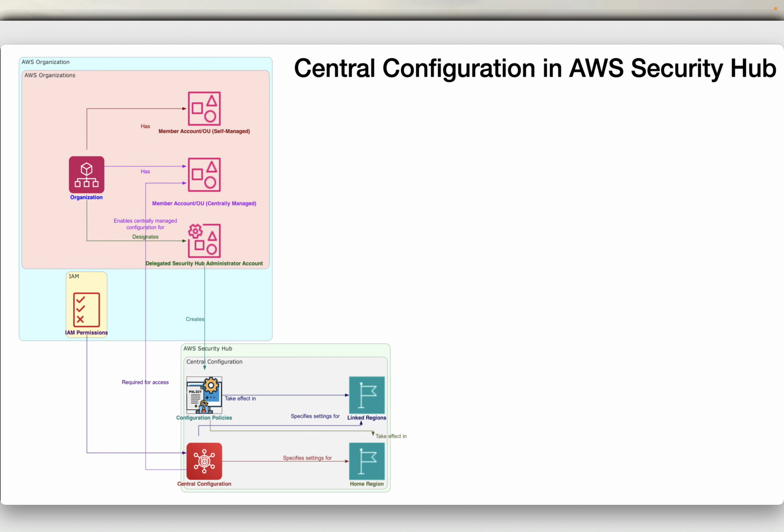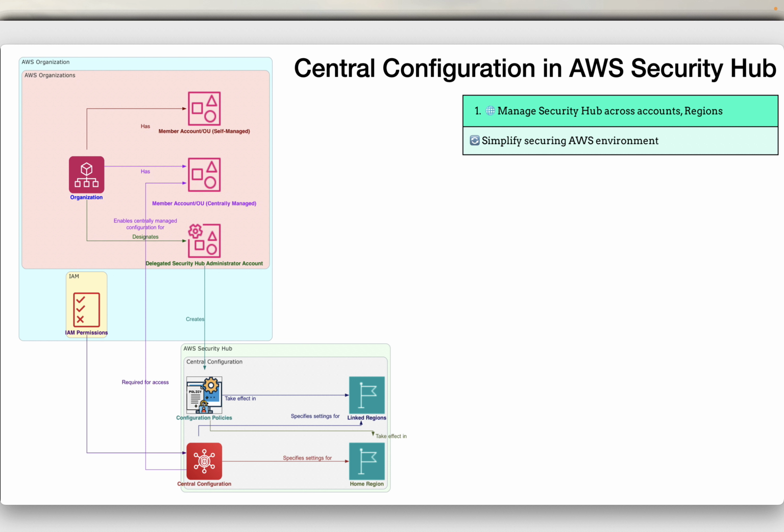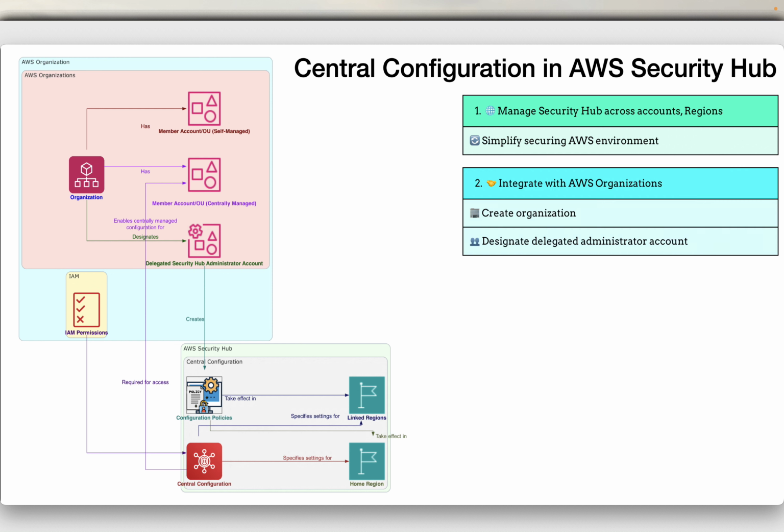Central configuration in AWS Security Hub. Central configuration helps you set up and manage Security Hub across multiple AWS accounts and AWS regions, simplifying the process of securing your entire AWS environment. To use central configuration, you must first integrate Security Hub with AWS Organizations by creating an organization and designating a delegated Security Hub administrator account for the organization. So this will be the AWS account on which you will be delegating Security Hub administrator privileges, or this kind of a role.